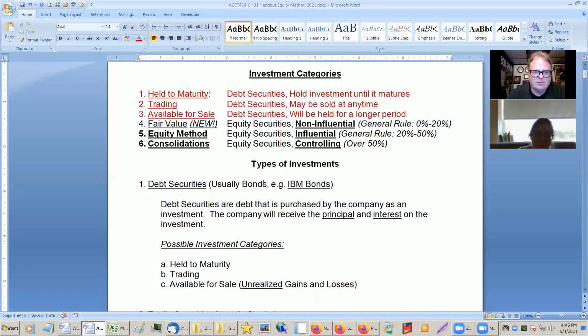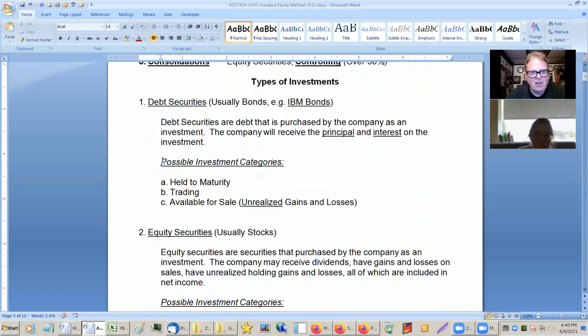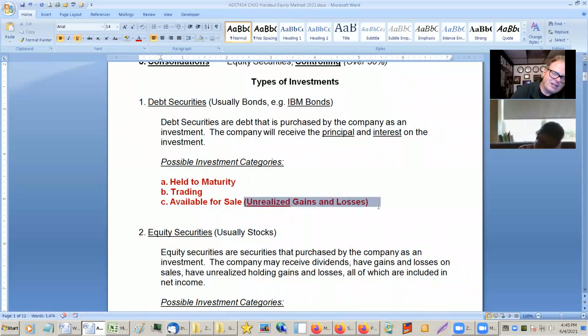Okay. Now, going down here, this is what we just talked about. There is a kind of weird thing, and this used to apply to all of them, but they have a thing called unrealized gains and losses. This is when the market value changes. So let's say you have IBM bonds and the market value goes up or down. You could have what they call an unrealized gain or loss.